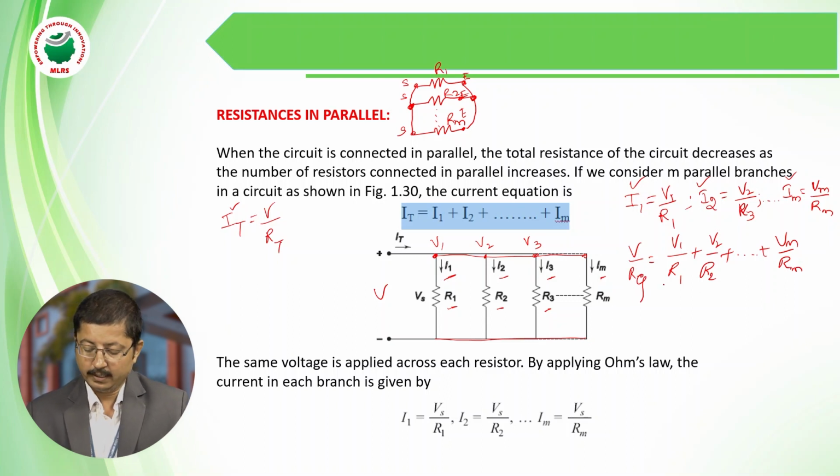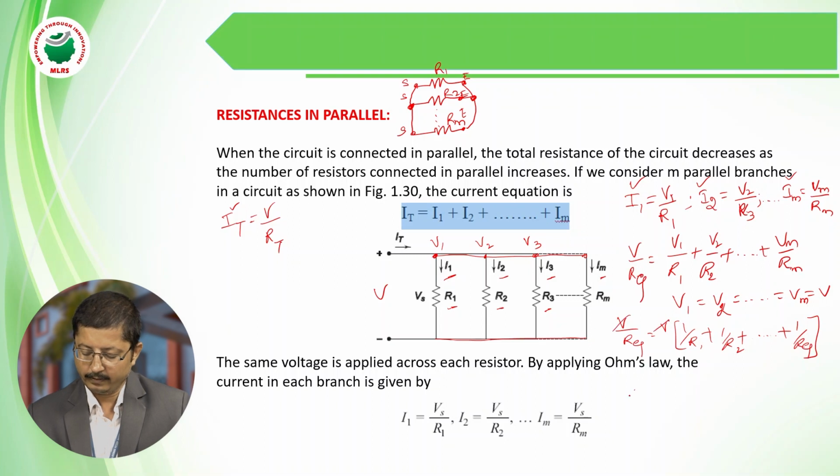So here if you take V common, why? Because in parallel circuits voltage is the same, that is V1 equals V2 equals up to VM, which is nothing but V. So if you take the voltage common, then V divided by R equivalent equals V times (1 by R1 plus 1 by R2 plus and so on plus 1 by RM). So V cancels, therefore 1 by R equivalent equals 1 by R1 plus 1 by R2 plus and so on plus 1 by RM.